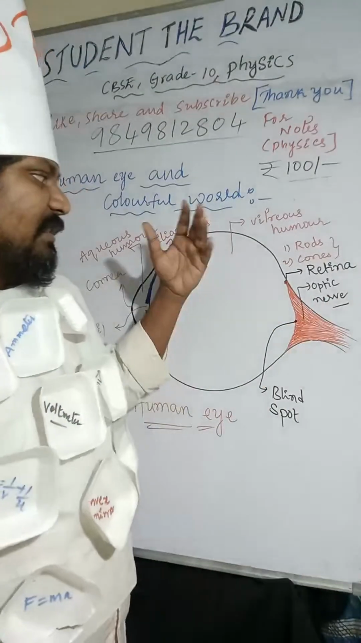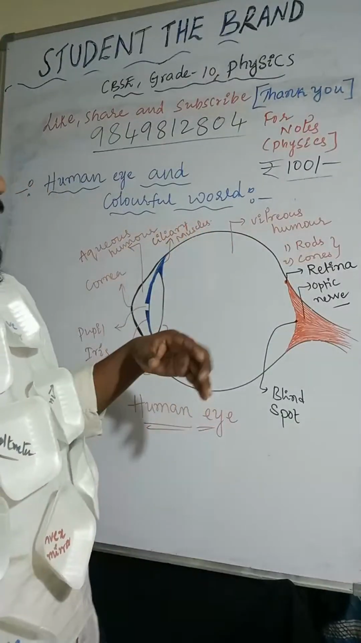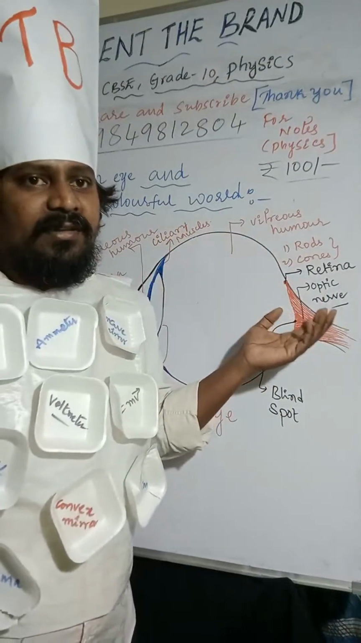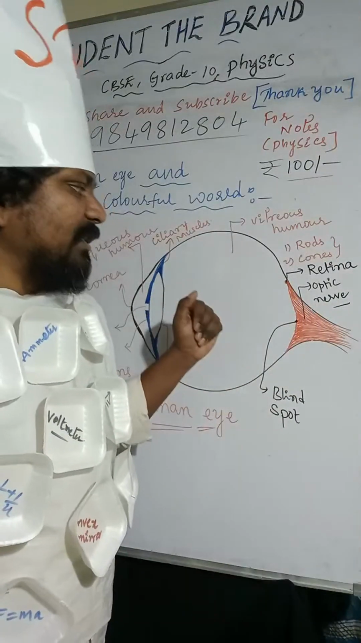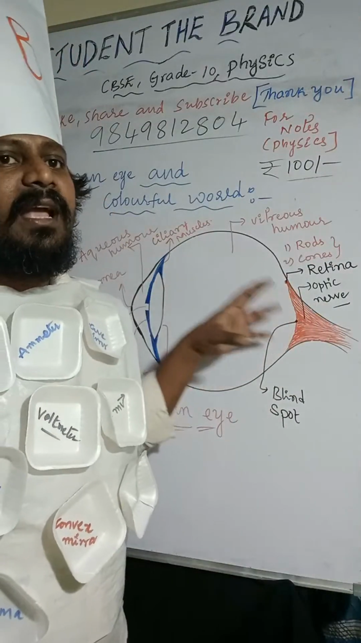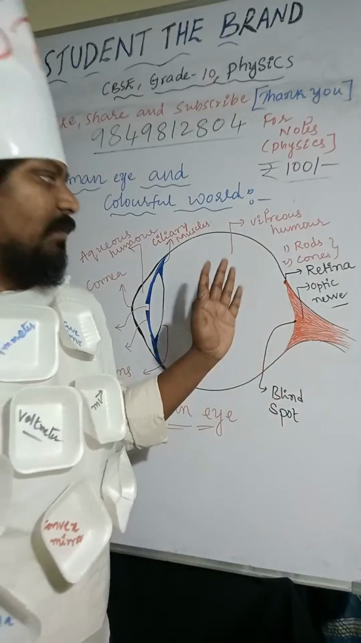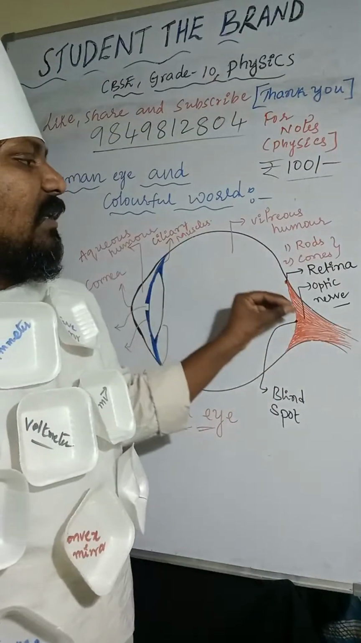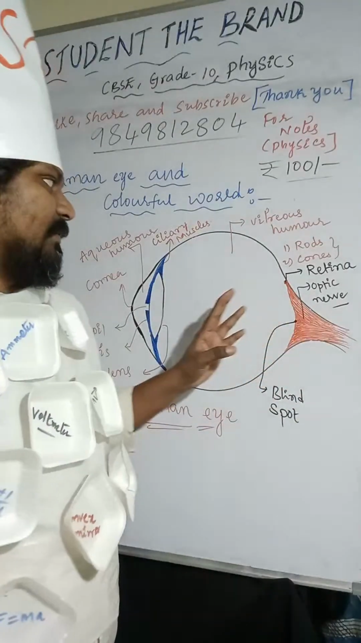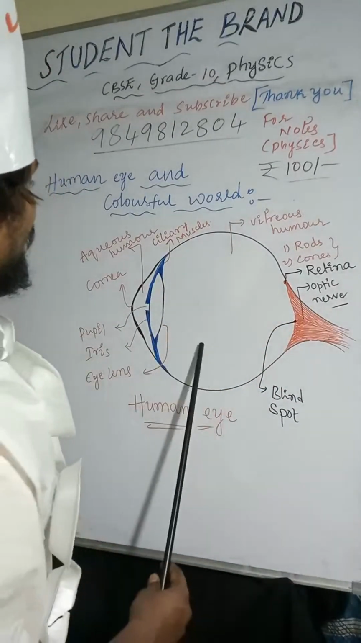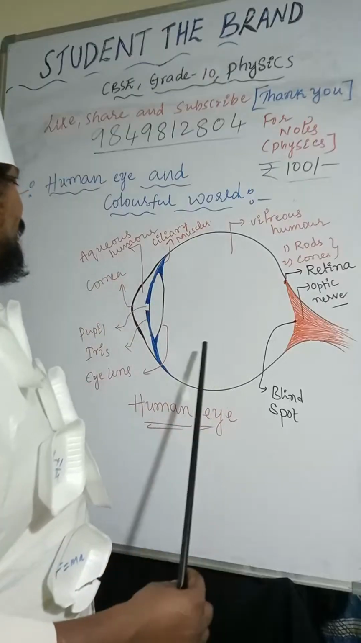So how much depth it is, how much width it is, all that information will be given by the brain. Next, the blind spot. There won't be any light rays that meet there. Light rays will not meet that point, so it is a dark place. That is called the blind spot. Okay, so this is about the human eye, its parts and functions.